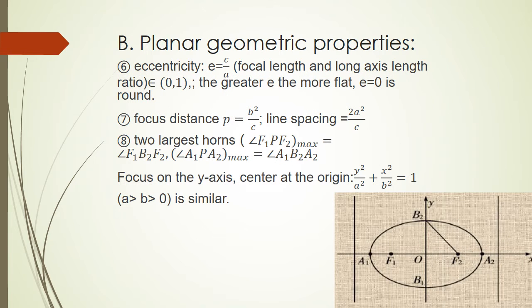Number 6, eccentricity. E equals c over a, the ratio of focal length to long axis length, and belongs to (0, 1). The greater e is, the flatter the ellipse. E equal to 0 is a circle. Number 7, the focal distance equals b squared over c. The directrix spacing equals 2a squared over c.